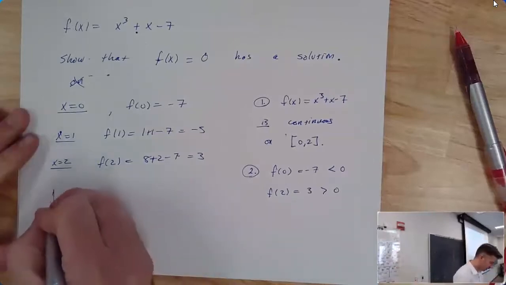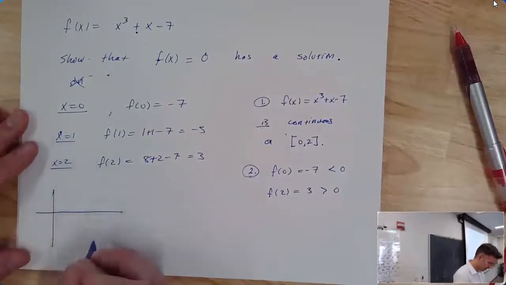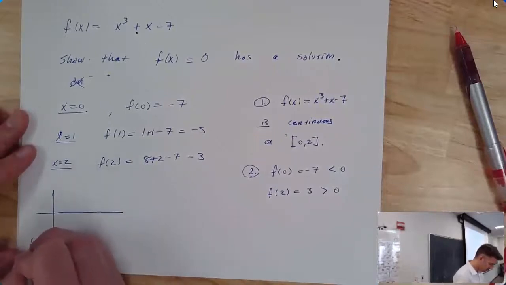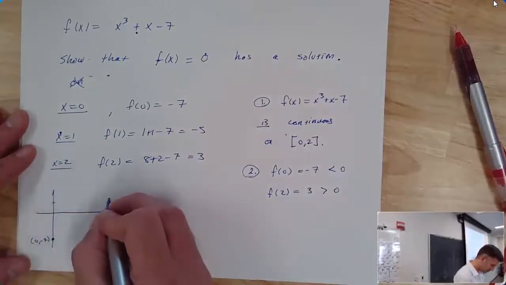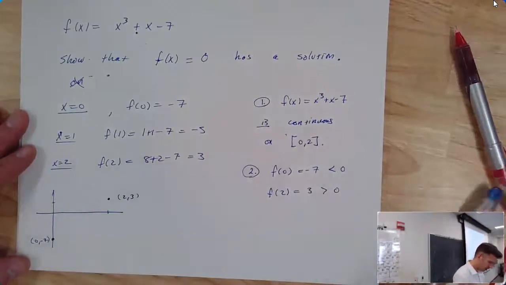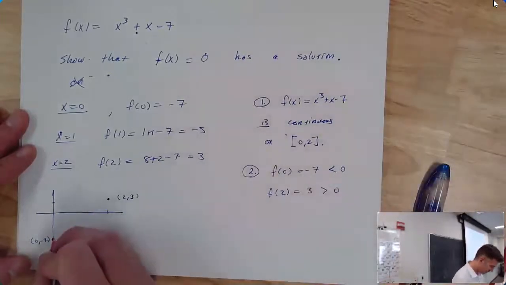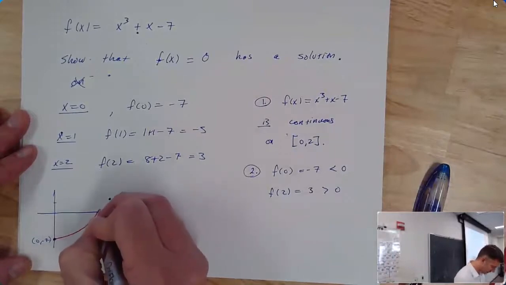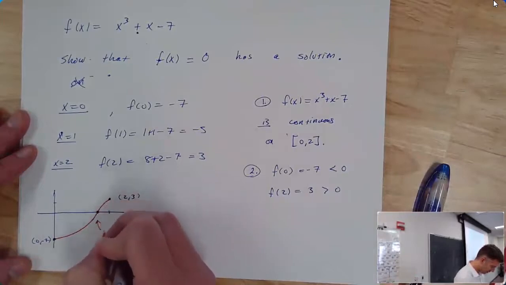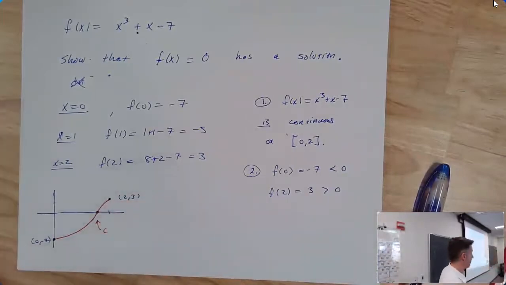Graphically, here's how things are looking. f of 0 was negative 7. f of 2 was positive 3. And because my function's continuous, I can't just hop over the x-axis, right? I have to actually cross it. And somewhere right there, there's going to be a value where that function is equal to 0. I don't know what it is. That's okay. I wasn't asked to find what it is.